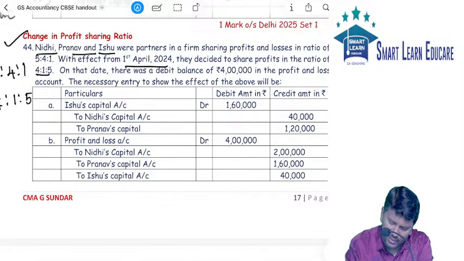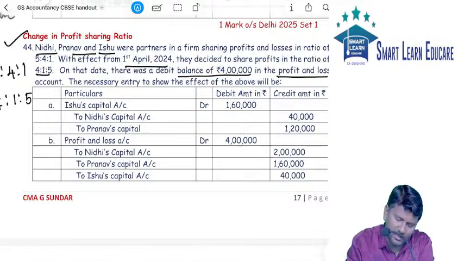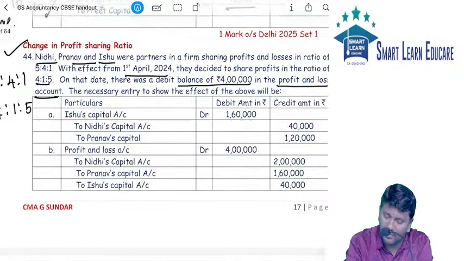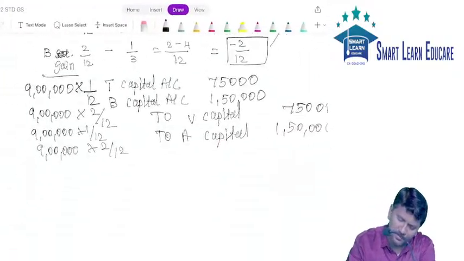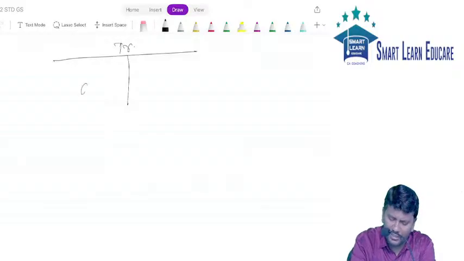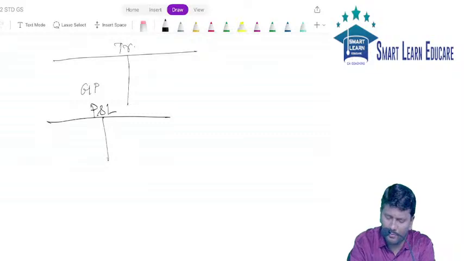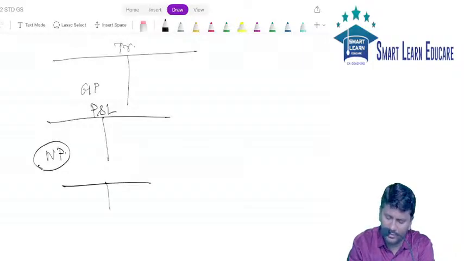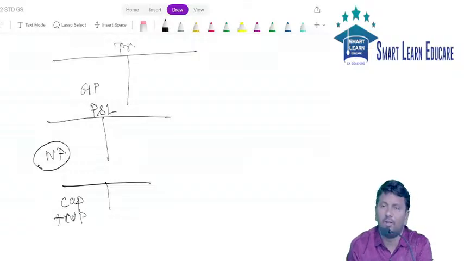On this date, there is a debit balance of P&L. P&L debit balance meaning it is a loss. Friends, please understand, trading account first we will have. Final accounts prepare பண்ணும்போது first trading account. We have gross profit. Gross profit is carried forward to which account? Na P&L account. P&L account oda net result is net profit. This net profit will be added with capital. Capital kuda net profit will be added.